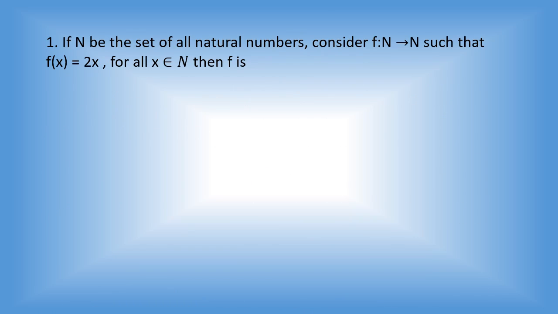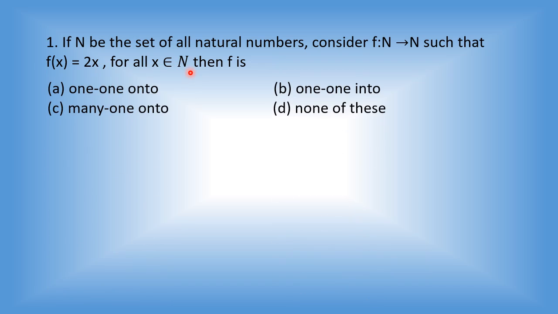The first problem is: if capital N is the set of natural numbers, consider f a mapping from N to N such that f of x is equal to 2x for all x belongs to N, then f is. These are the four options. To answer this question, we must know what we mean by one-one, onto, into and many-one.